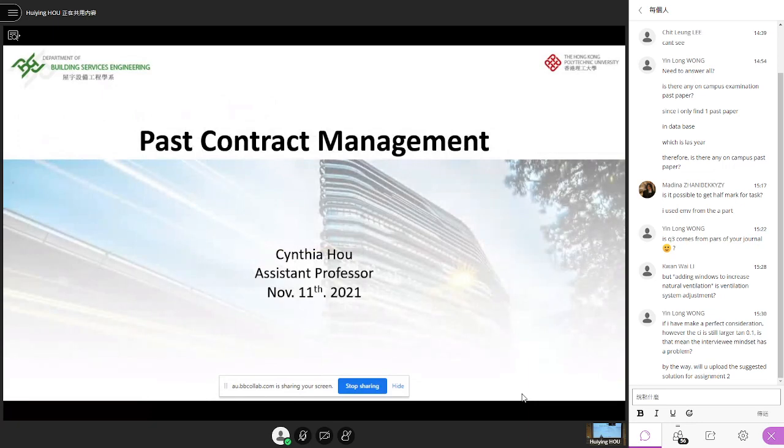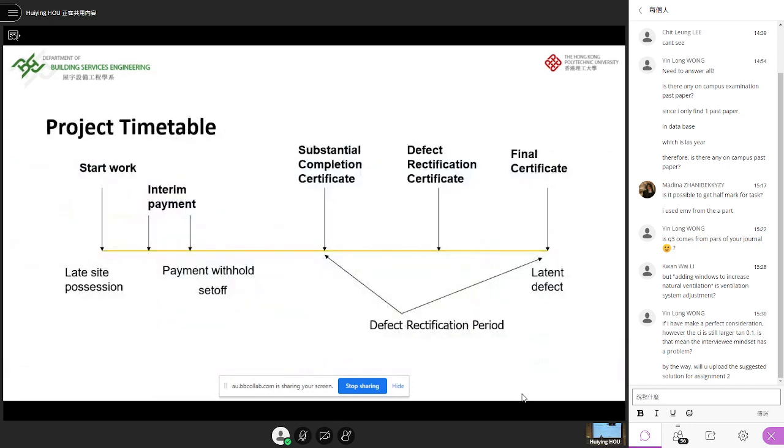For past contract management, I think it is the second last lecture, right? And then after that, I talk about dispute and resolution. So the exam will not cover dispute and resolution. So I will not talk about that part today. But for past contract management, I would still suggest you take a look.